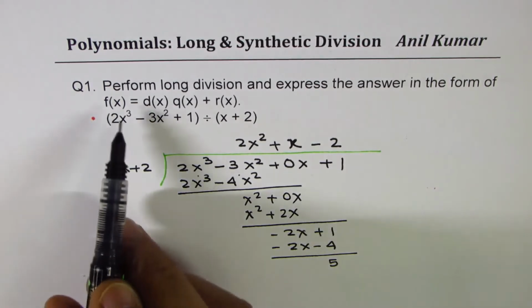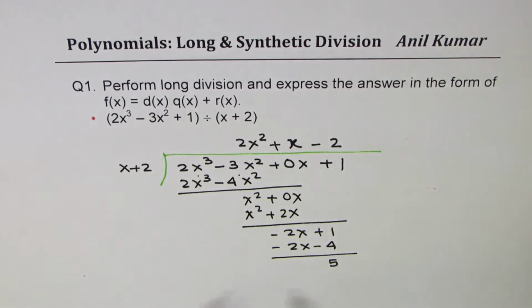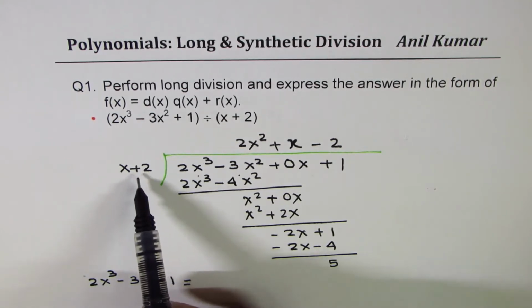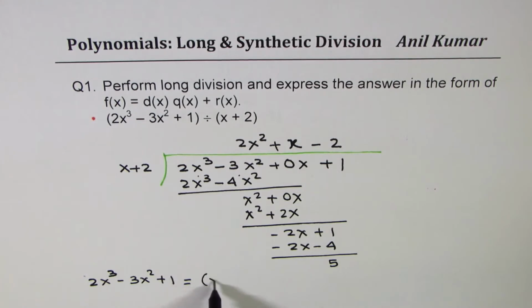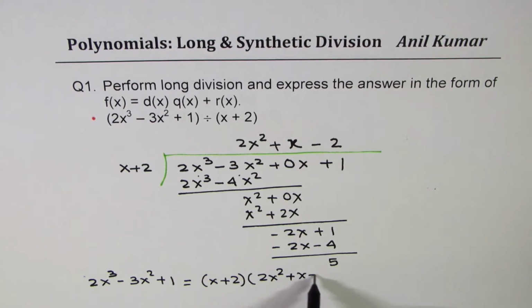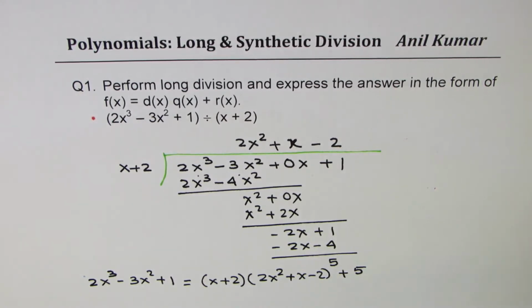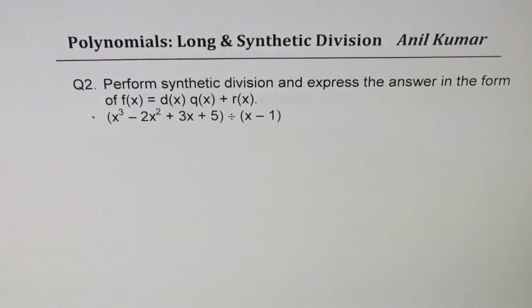Right, so now you can write the division statement in that form, which is the function, which in our case is 2x cubed minus 3x squared plus 1. No need to write the placeholder here, right? Is indeed equal to product of divisor and the quotient, which is x plus 2 times 2x squared plus x minus 2 plus the remainder, which is constant 5. Perfect.